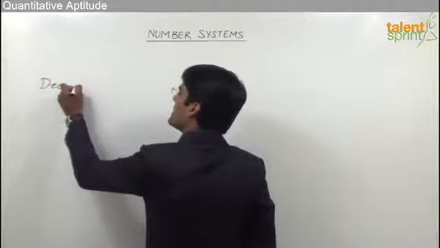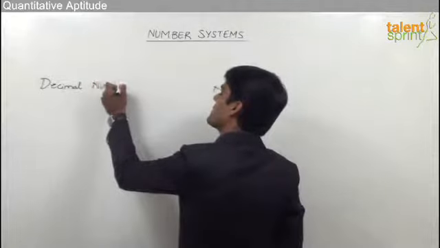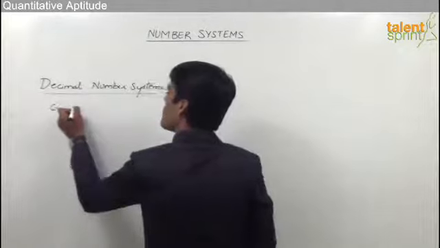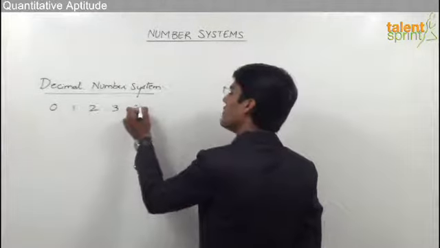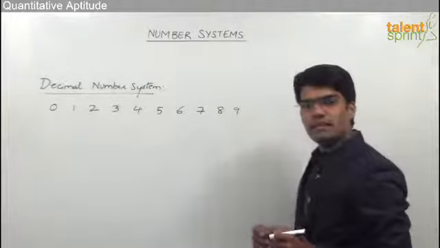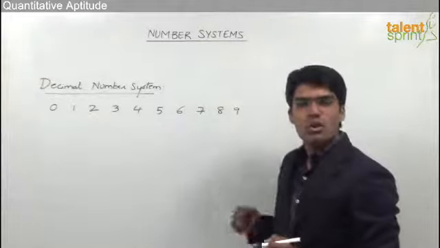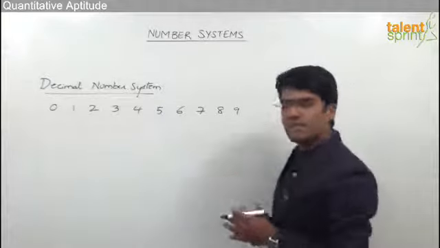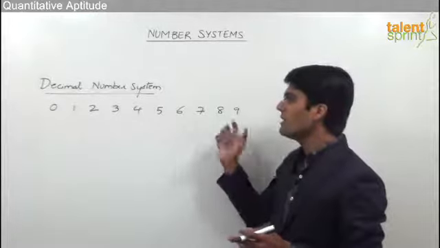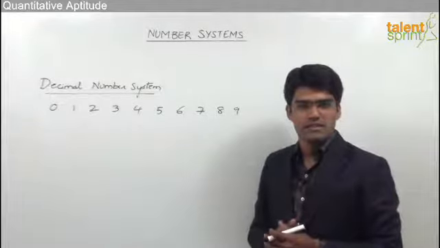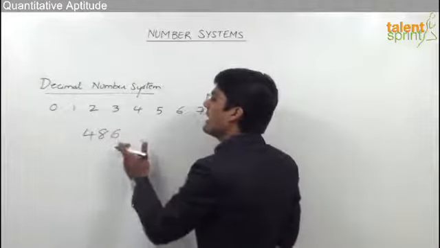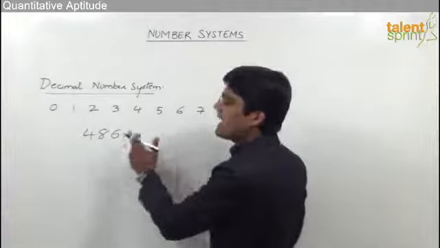The number system that we follow is the decimal number system, as I've mentioned, and the 10 symbols that we have here are 0, 1, 2, 3, 4, 5, 6, 7, 8 and 9. These 10 symbols are also called digits. So these are the 10 digits which we use whenever we form a number. Any number that we make is a combination of any of these 10 digits. For example, the number 486 is nothing but a combination of 4, 8 and 6.